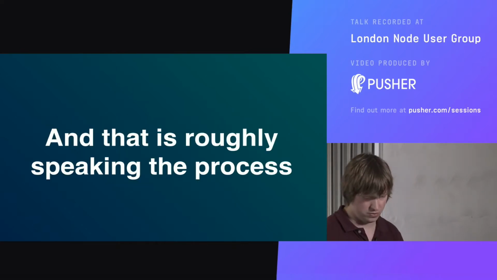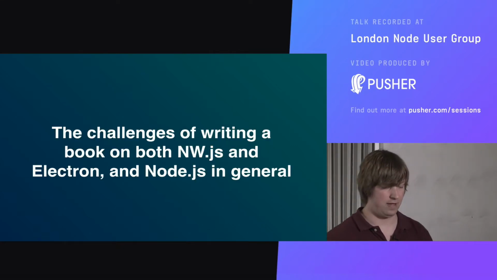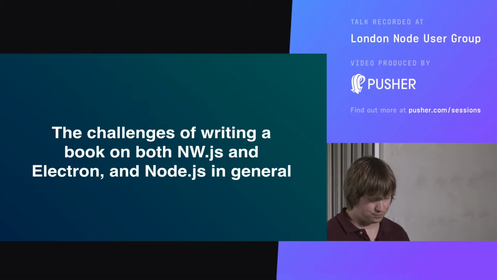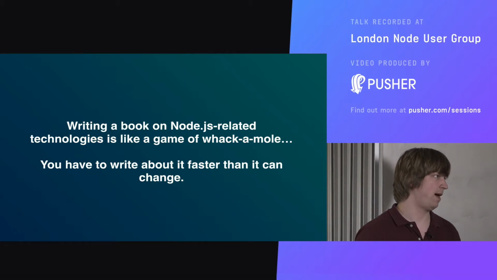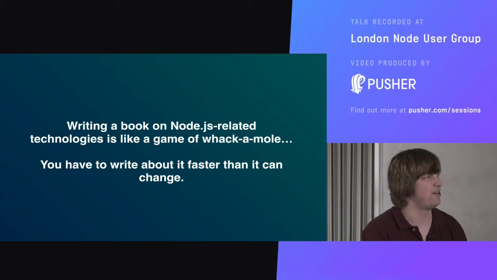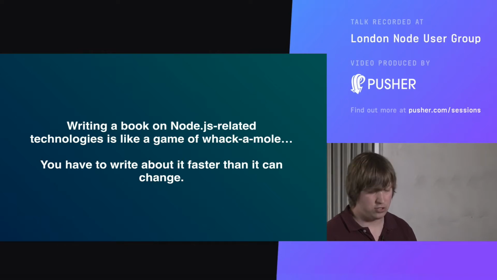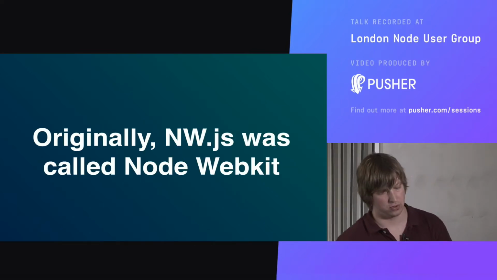And now more towards the technical bits. In terms of the challenges of writing a book on both NW.js and Electron and Node.js in general, the way I can describe it is like playing a game of whack-a-mole. You have got to write the book faster than the code can change. I started the process back in about January 2015. Originally, when I did the presentation, it was called Node Webkit. By the time I started the book, it was called NW.js.